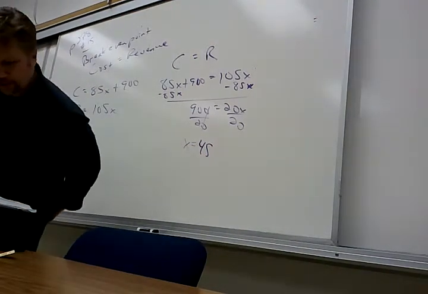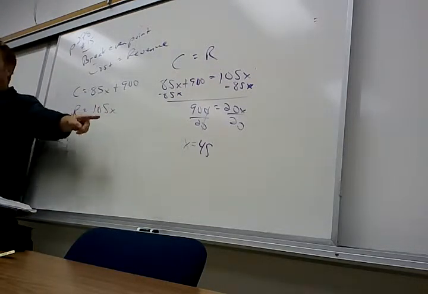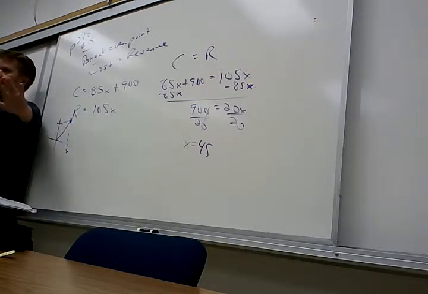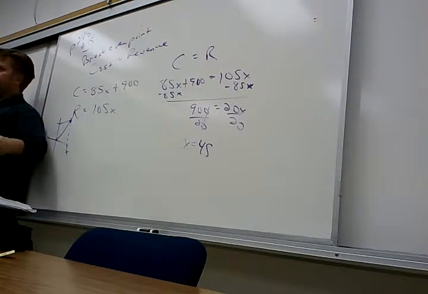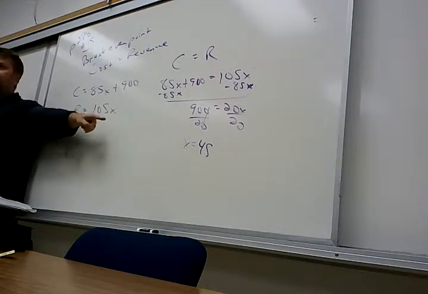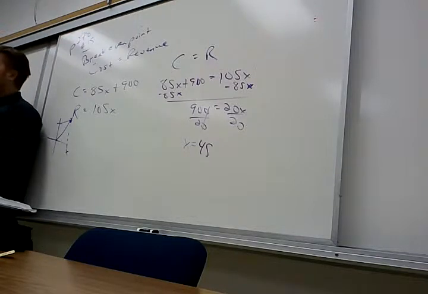So if they make and sell 45 of these things, they will break even. They won't lose money, they won't gain money. They'll just have been able to pay back the money they owe. If they make and sell more than that, what happens? They earn money, they make a profit.